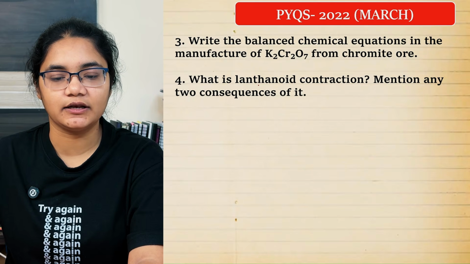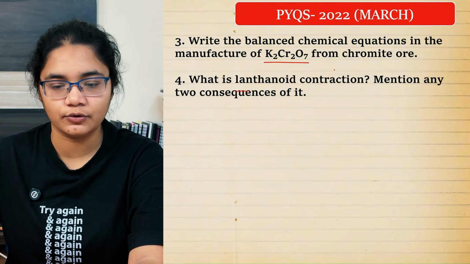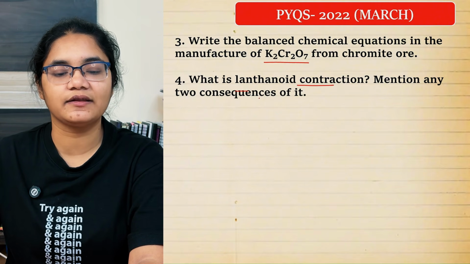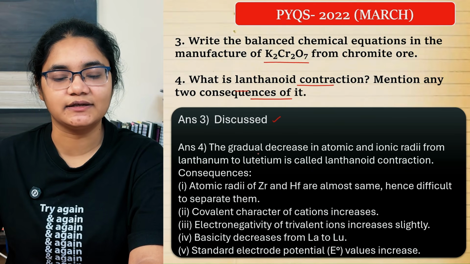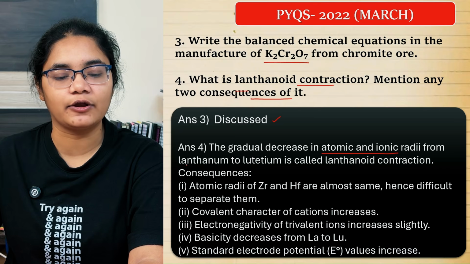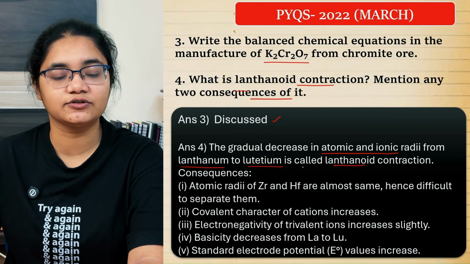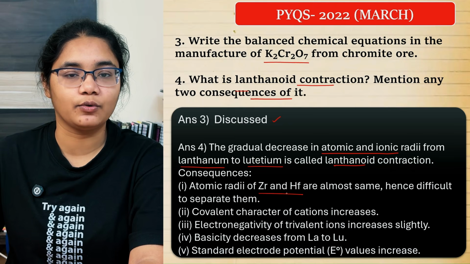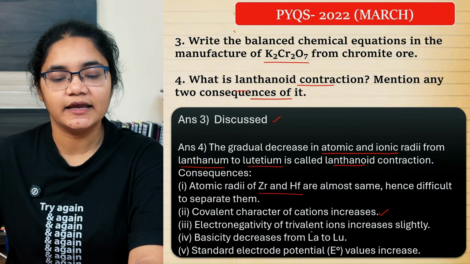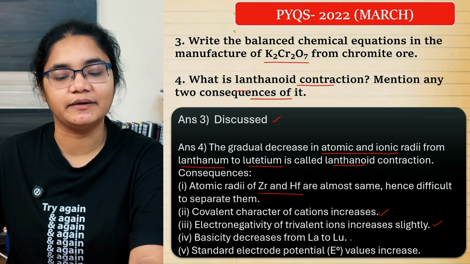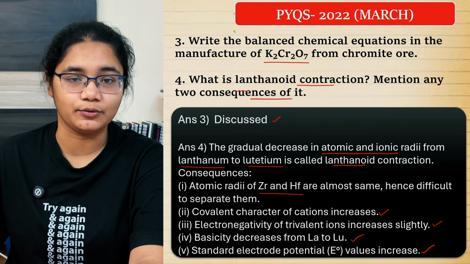Next we'll move to question number 3 here. Write the balanced chemical equation for the manufacture of K2Cr2O7 from the chromite ore. Already we have discussed what is lanthanoid contraction and mention any 2 consequences. Let's see once again. The gradual decrease in the atomic and ionic radii from lanthanum to lutetium is called lanthanoid contraction. And what are its consequences? Zirconium and hafnium will have similar radii, covalent character increases, electronegativity increases, basicity decreases, and standard electrode potential increases. Any 3 points you can remember.